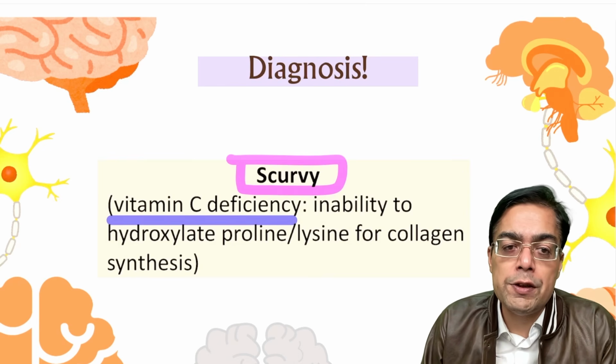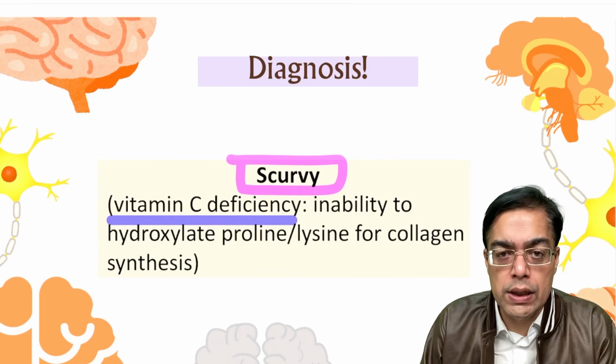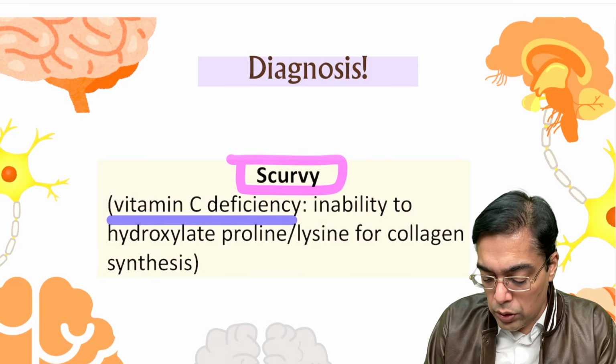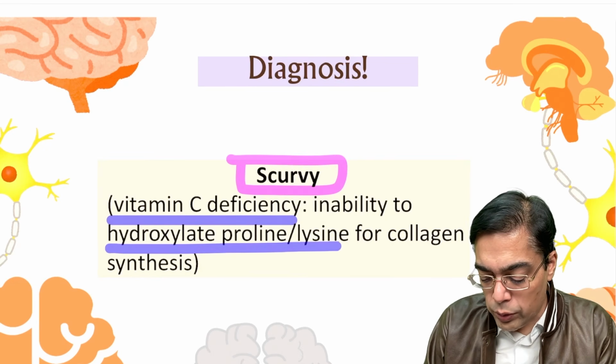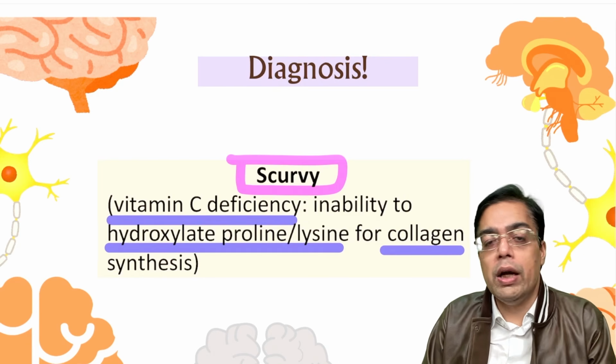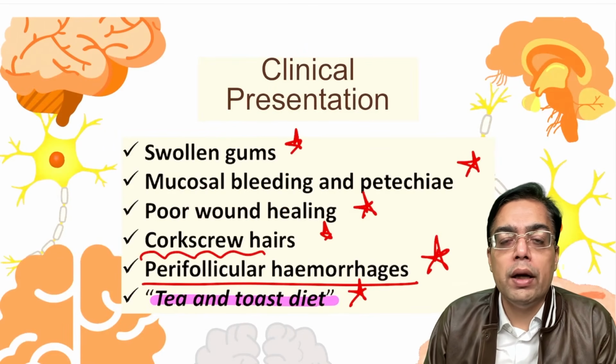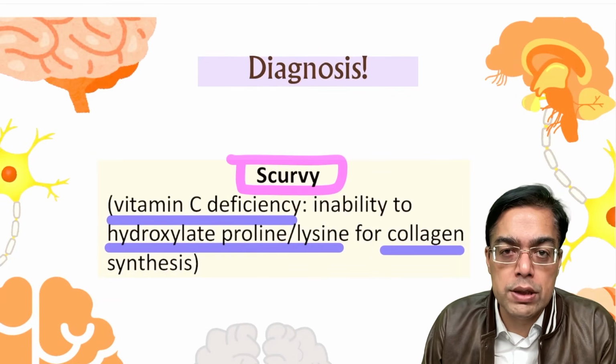Because of vitamin C deficiency, the body is not able to have hydroxylation of proline and lysine, and because of the inability to hydroxylate proline and lysine, there is going to be a trouble in the formation of collagen. Now, because you're not having collagen, that would explain the development of poor wound healing. That would also explain the higher risk of development of perifollicular hemorrhages, which is going to be seen in this patient, right?